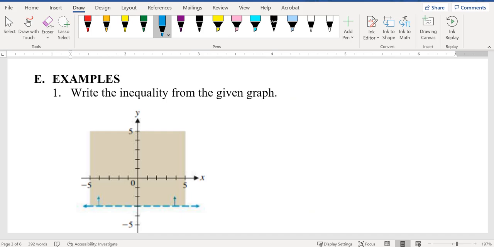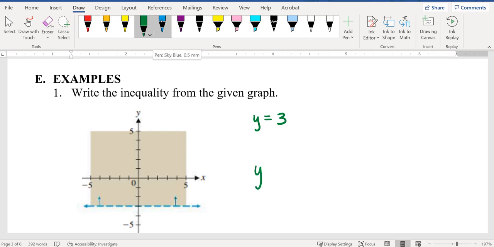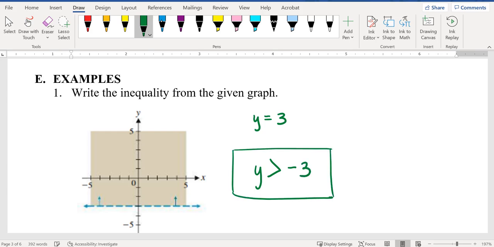Okay, now we're going to go backwards. I'm going to give you the graph, and I want you to write the inequality from the graph. First thing we need to find is the equation of the boundary line. What is the equation of that boundary line right there? y is going to equal negative 3. So y equals negative 3 is the equation of that boundary line. But I don't want the equal to in there, and I want all of the values of y that are bigger than negative 3. So my inequality is y greater than negative 3. That's the inequality.